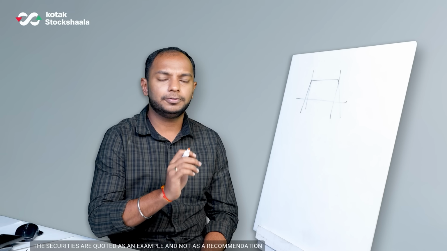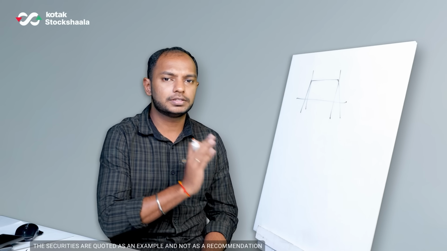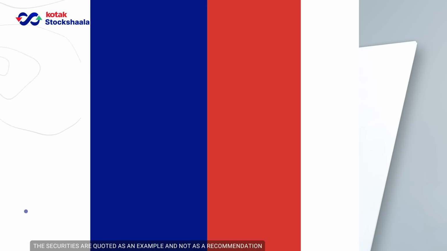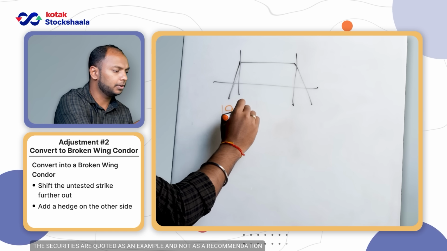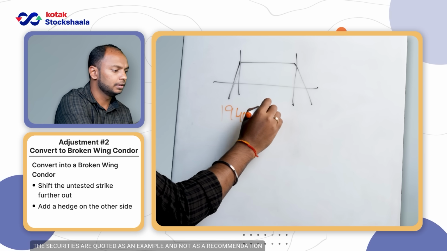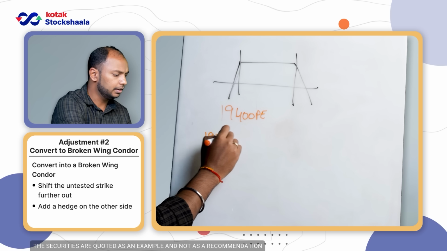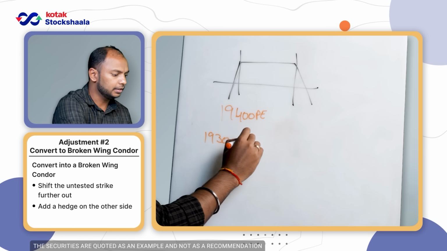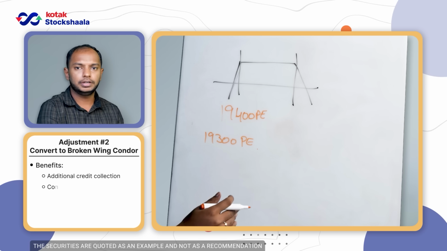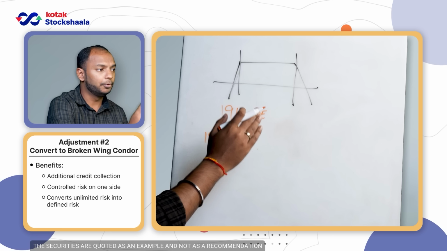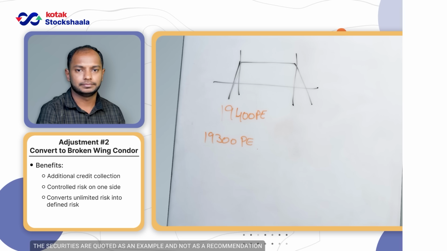Now the second kind of adjustment you can do is converting your strangle into a broken wing condor. And you can do that by shifting your 19,400 PE to 19,300 and along with that also adding a hedge. That way you are going to collect more credit from the bullish side.